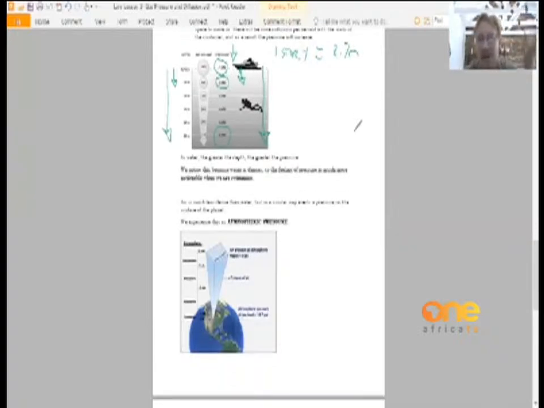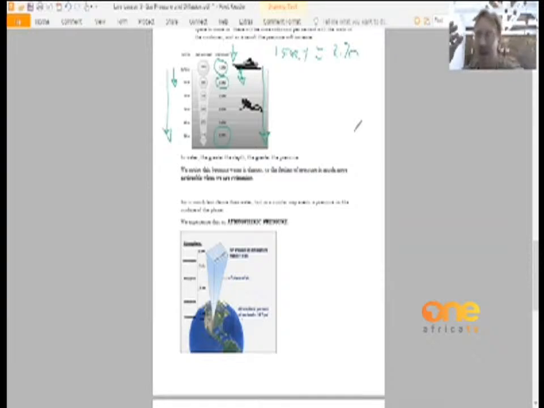In water, the greater the depth, the greater the pressure. We notice this because water is denser. The feeling of pressure is more noticeable when we're swimming. We don't really feel atmospheric pressure on top of us because it's there all the time. We're not really aware of it. Also, air is much less dense than water.